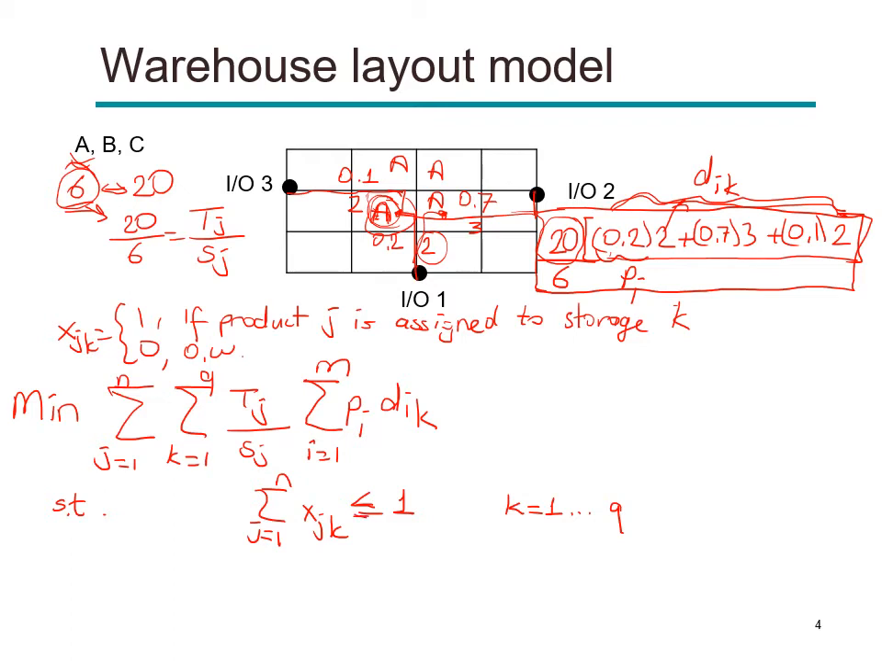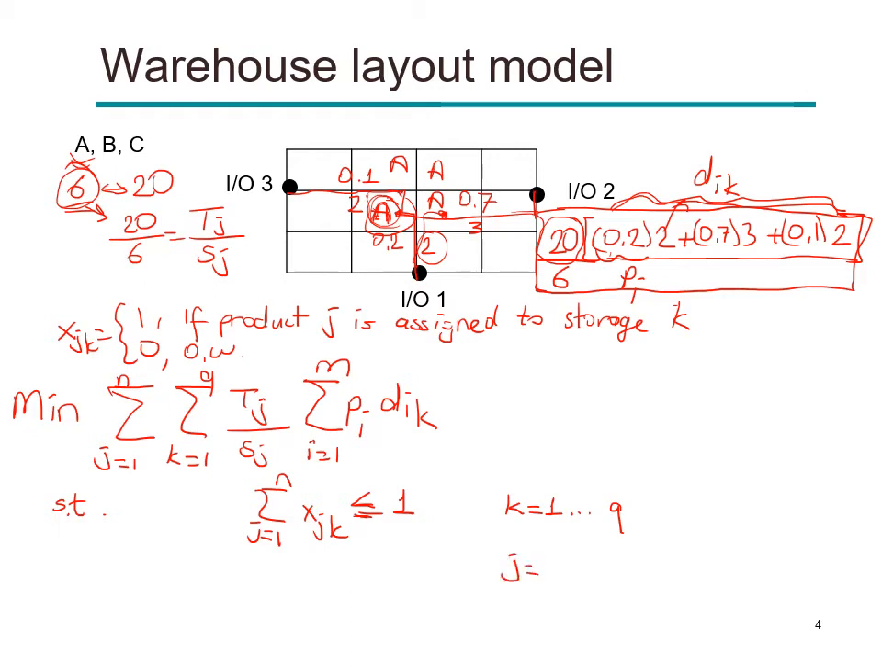Sometimes the available storage is greater than the required storage. So it means that some of the spaces will be empty. Therefore, you can write less than or equal to 1. On the other hand, for each part A, B, and C, we require a certain number of storage space. For A, we require 6. For B, we require 4, and so on.